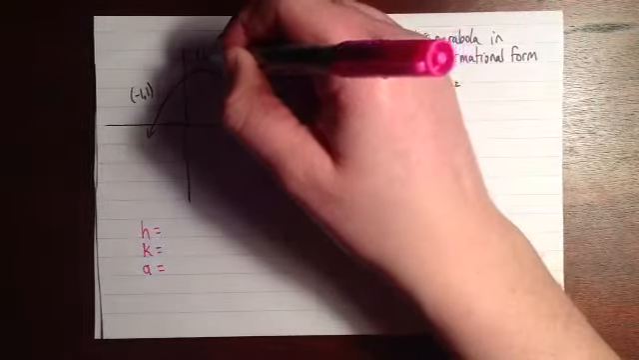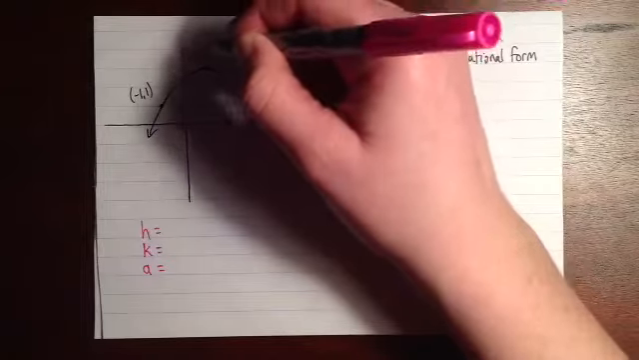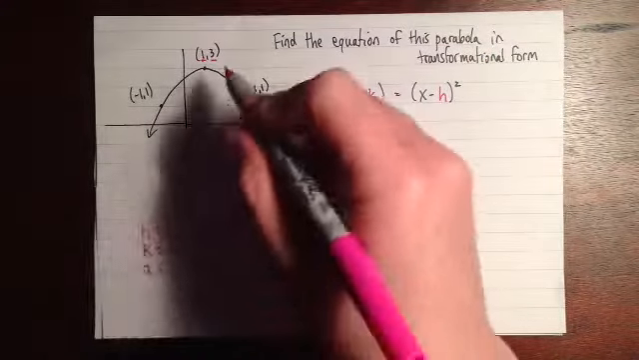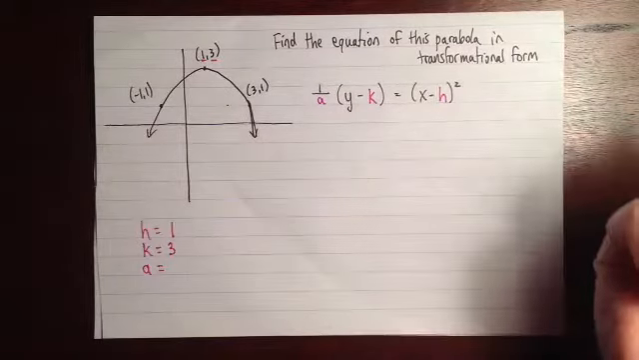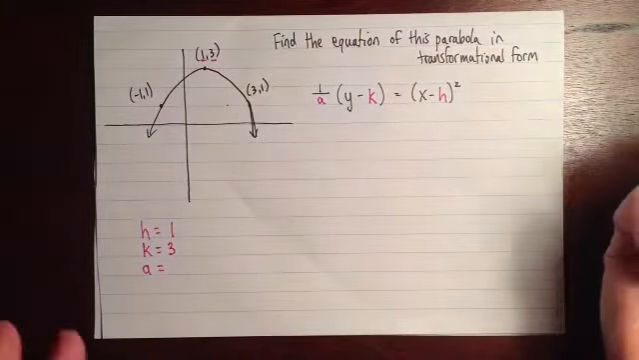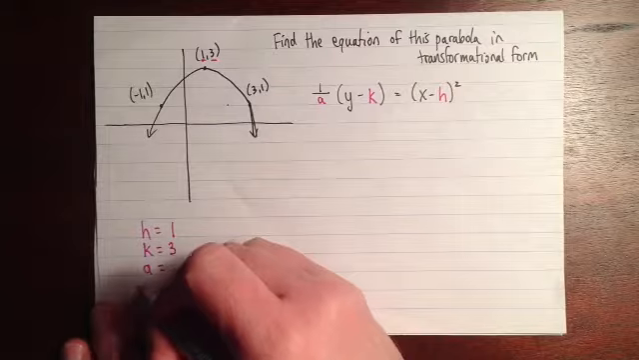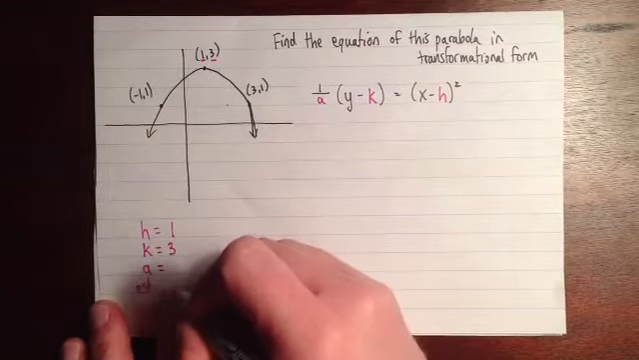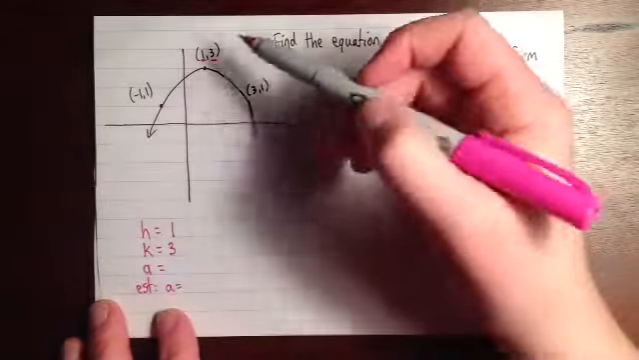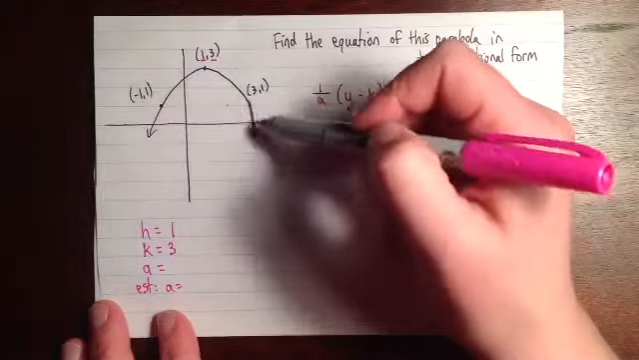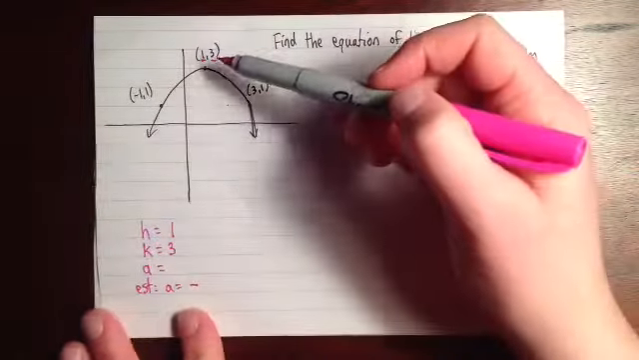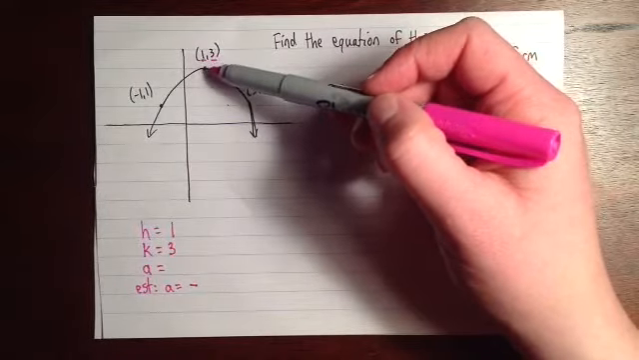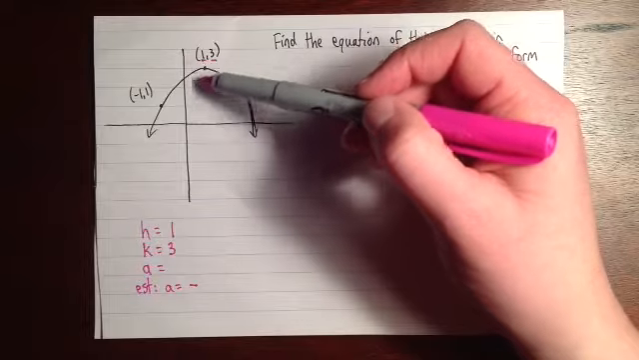For h and k, it's the coordinates of the vertex. The x value is h, so here h is 1, and k is 3. A we're not sure of, but we should estimate. A equals, so it's definitely negative. It's negative because it opens down. And then this one, a normal parabola, this one looks wide.